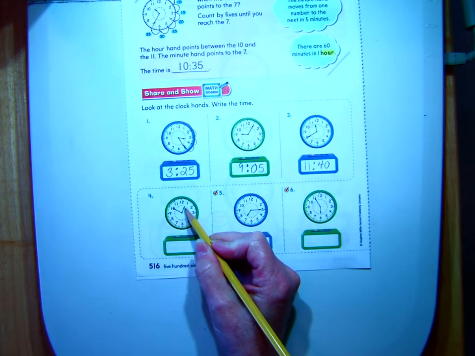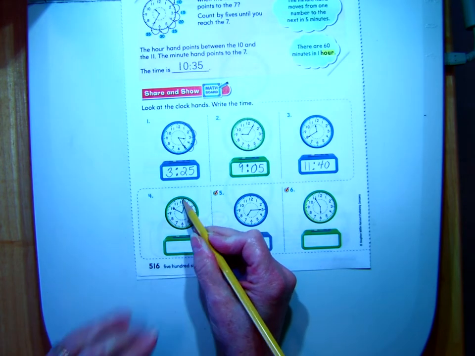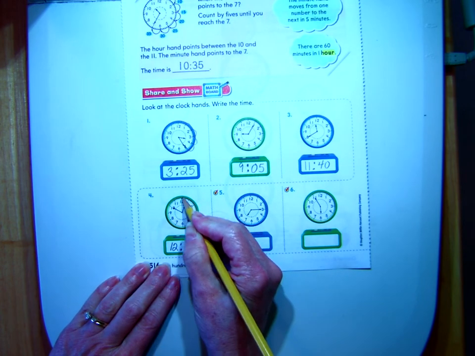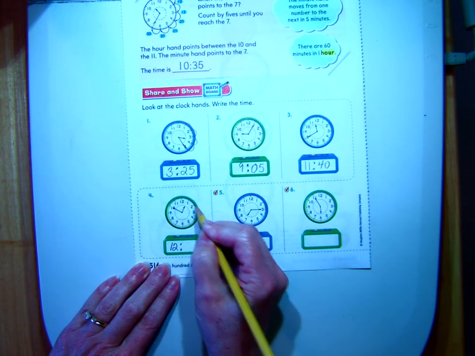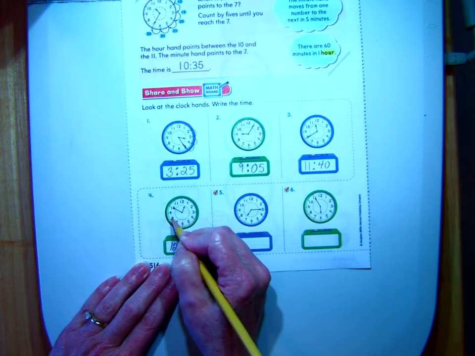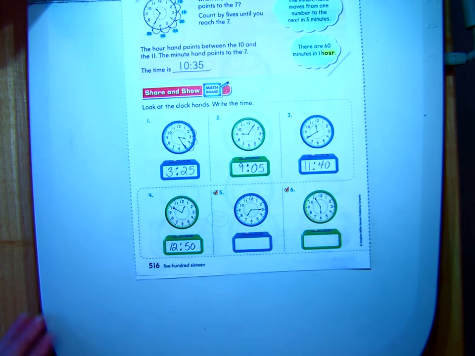Now we're going to look at this one. Where's my hand? Is it at 12 or is that at 1? If it's not all the way at 1, then it is still 12 o'clock. 5, 10, 15, 20, 25, 30, 35, 40, 45, 50. So that's 12:50.